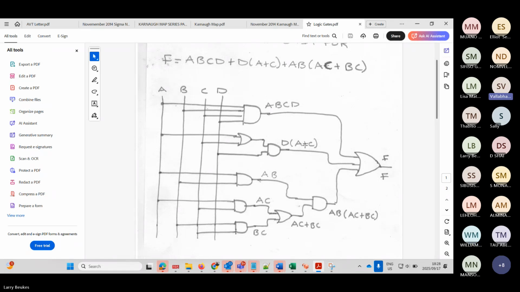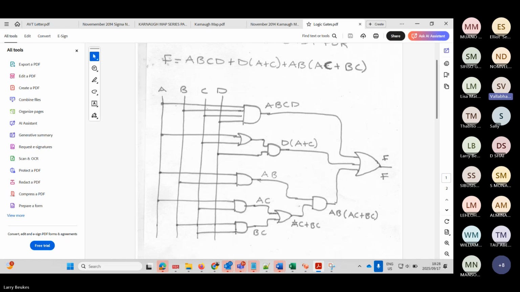Next, take the third term. So we are now considering each term. The third term is AB bracket AC plus BC. So this AC plus BC should be ANDed with AB. So take A and C, just do the AND gate. And then again take BC. That means for B and C input, put the AND gate. And both should be connected with OR gate because there is a plus sign here. So connect it with the OR gate and just the output of that.